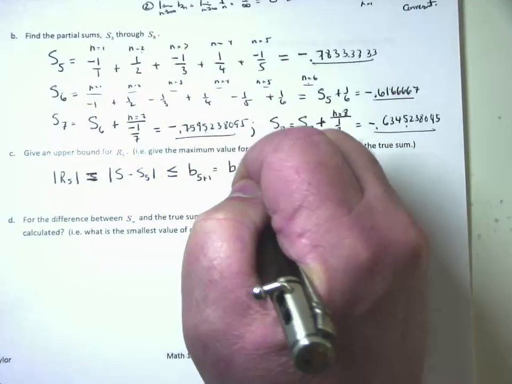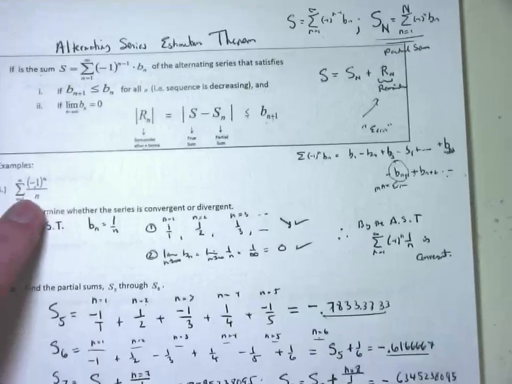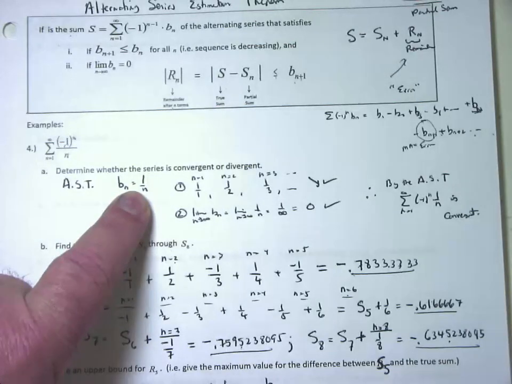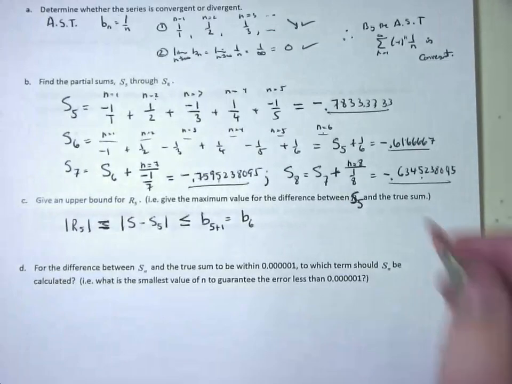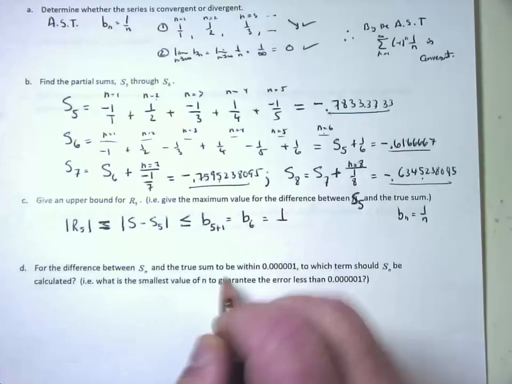This would be B6. Now, remember the Bn is from the alternating series. It's the sequence part without the alternation. So the Bn is 1 over n. So as Bn is equal to 1 over n, this would be 1 over 6.